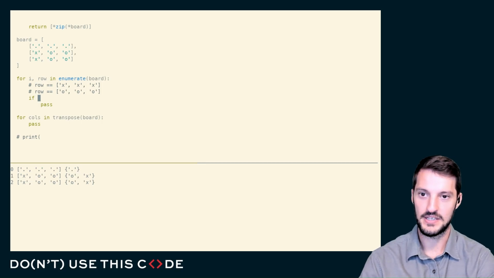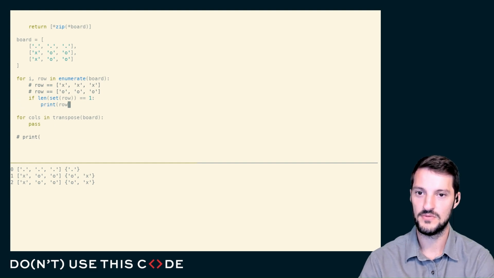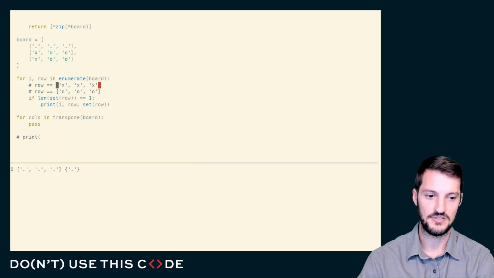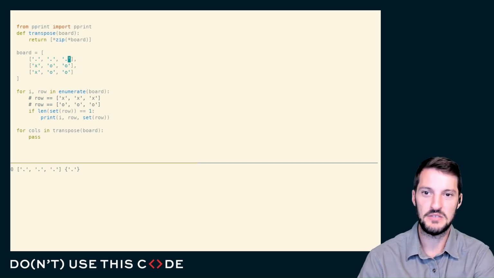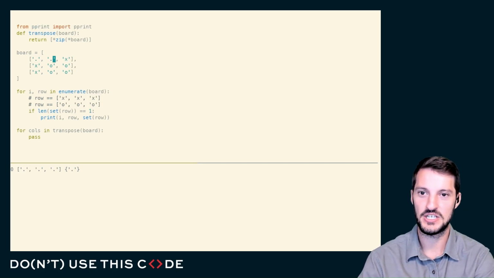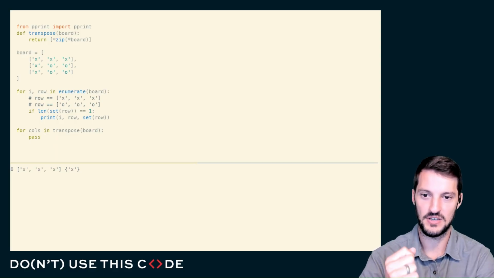If I take the original logic that we had, I would print my row, my i, and my row, as well as the set of my row, just to see who won. We can see that in this case, our dots won, which doesn't really make any sense. So let's change these back to X's and O's here. And I'm looking for an X victory on the top. It looks like we captured that correctly.